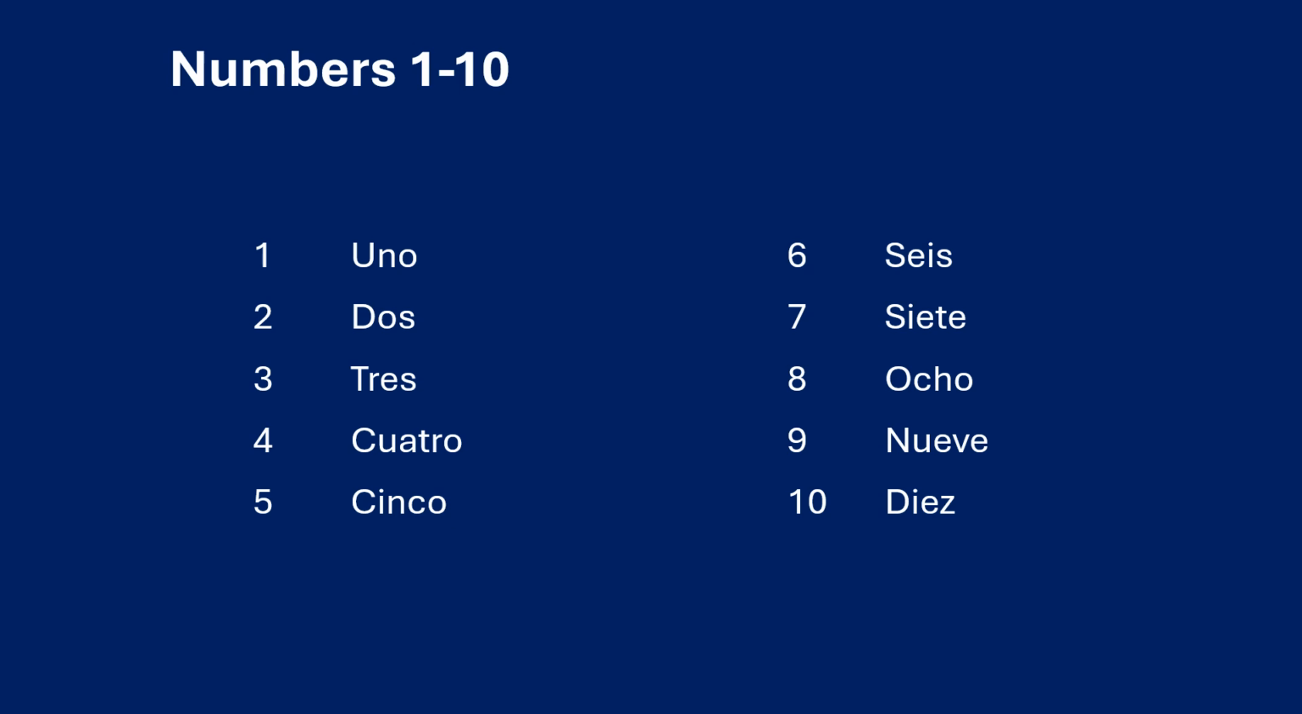You might be already thinking to yourself that you can already count to 10 in Spanish, and that's probably true. Most people generally can count to 10 in Spanish. These numbers here, 1 through 10, uno, dos, tres, cuatro, cinco, seis, siete, ocho, nueve, and diez, are often learned even at the youngest of ages by English speakers.